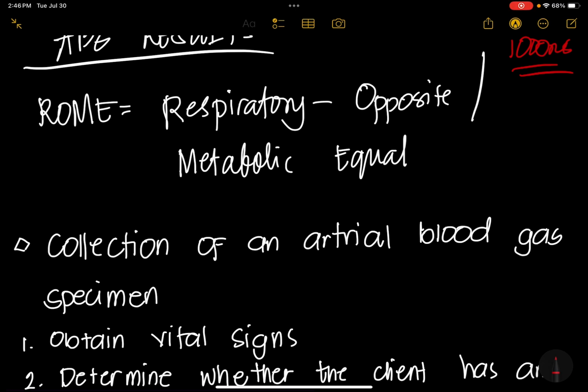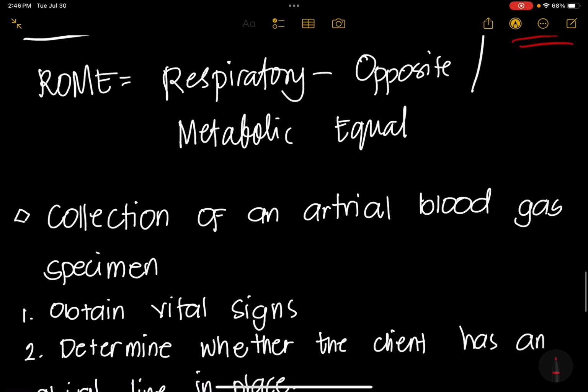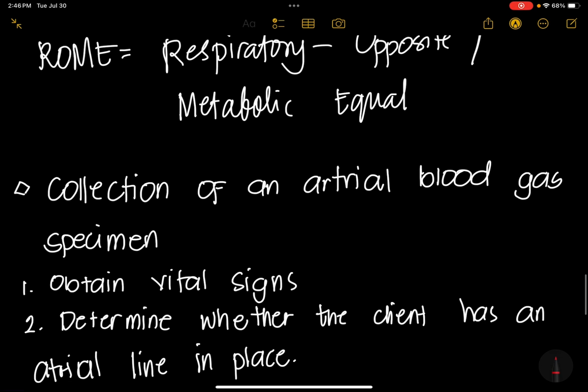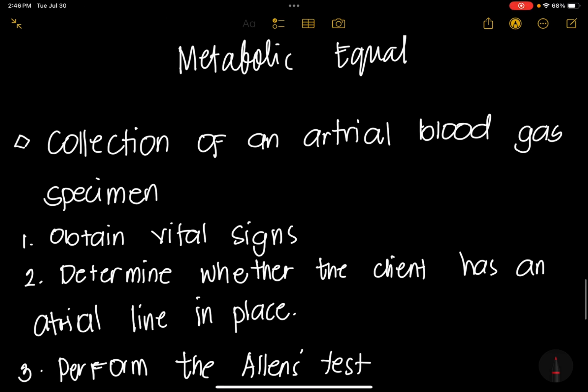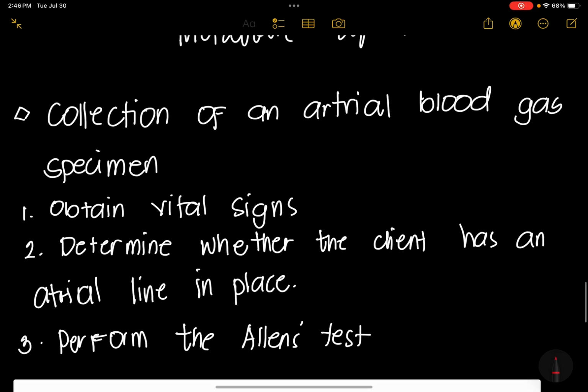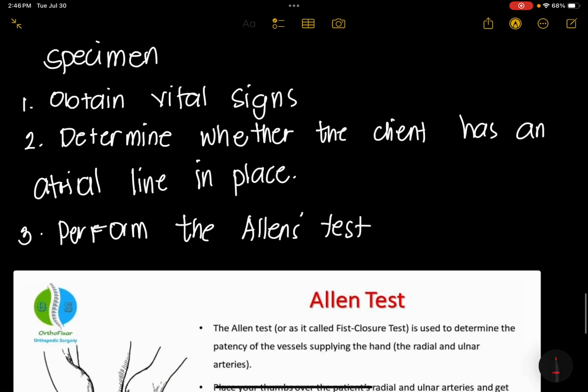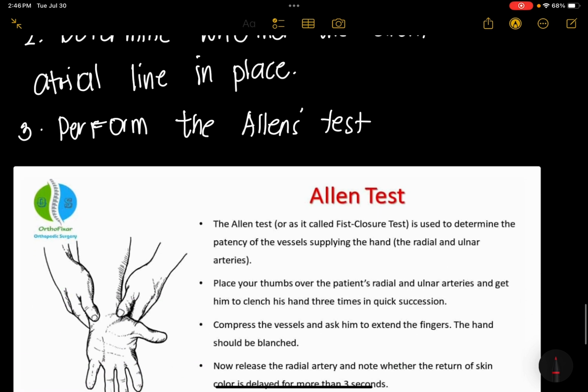collection of arterial blood gas specimen. We have to obtain the vital signs first. Number 2, determine whether the client has an arterial line in place, which allows arterial blood sampling without further puncture to the client, and perform the Allen's test. What is Allen's test? Allen's test is our so-called fist closure test, and it is used to determine the patency of the vessels supplying the hand, and also the radial and ulnar arteries.